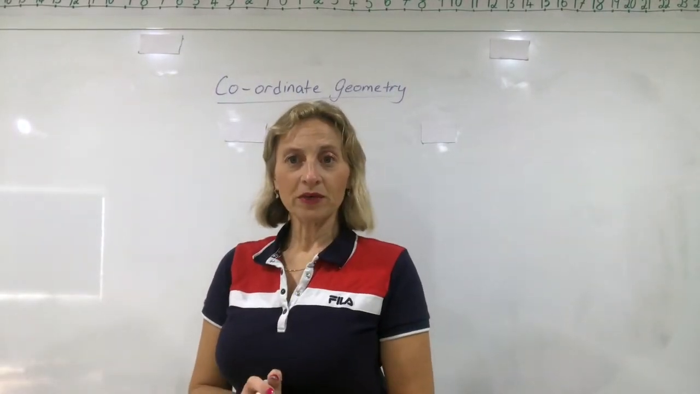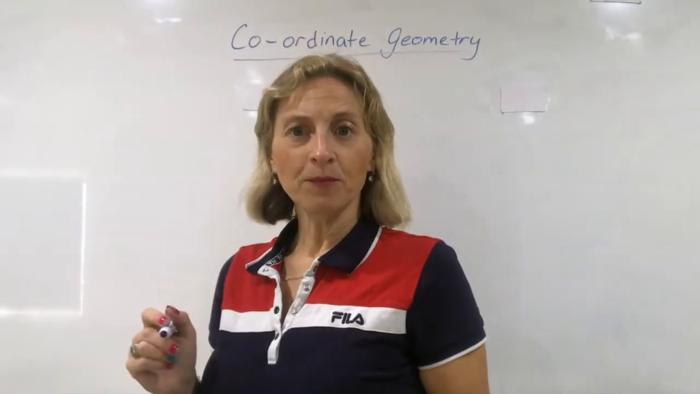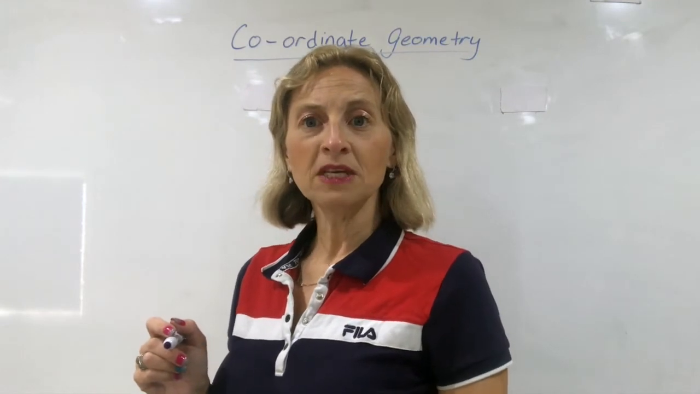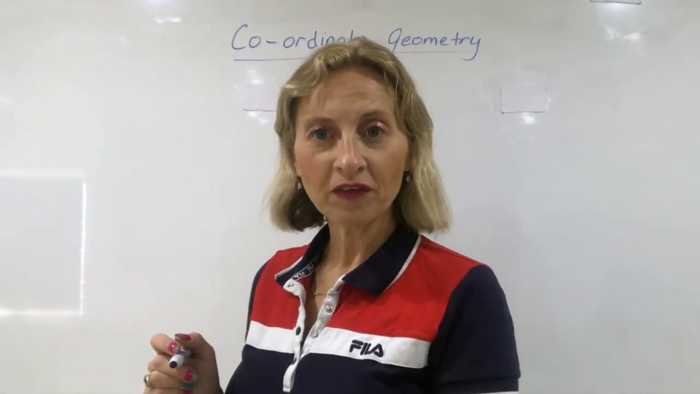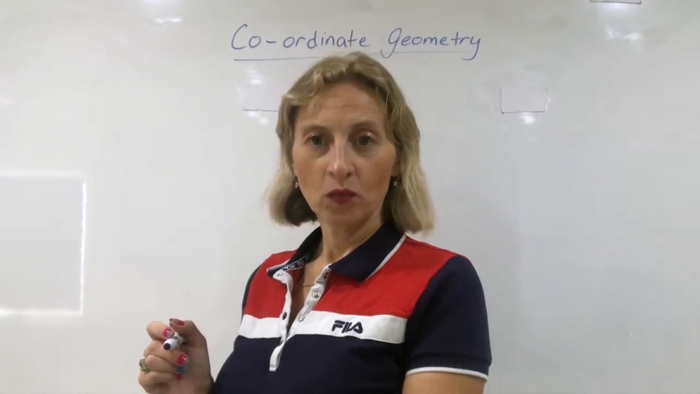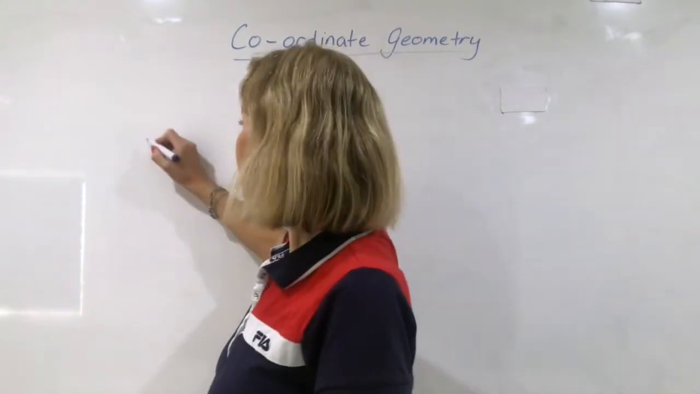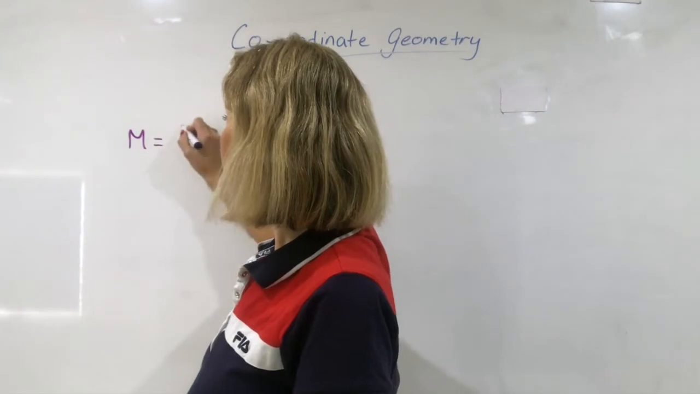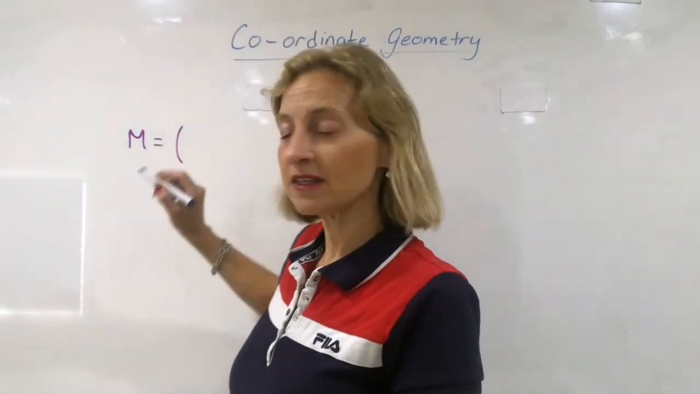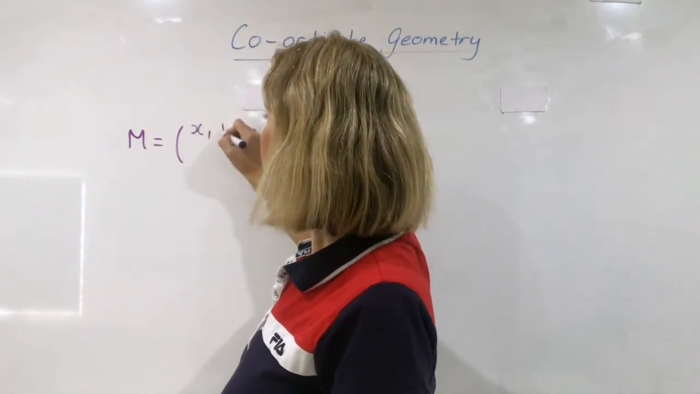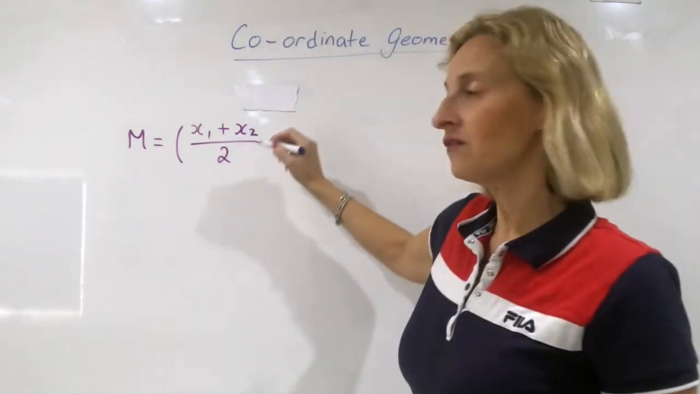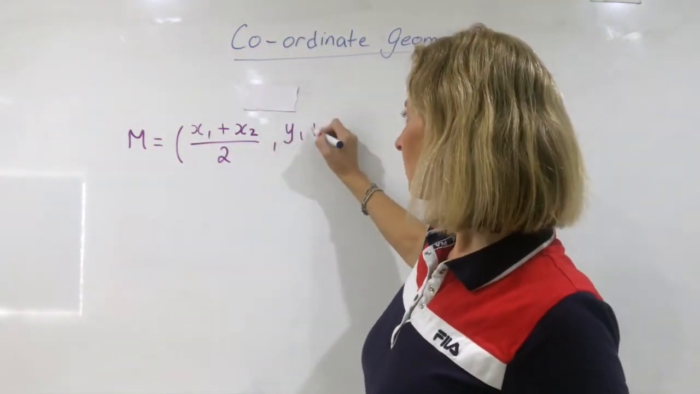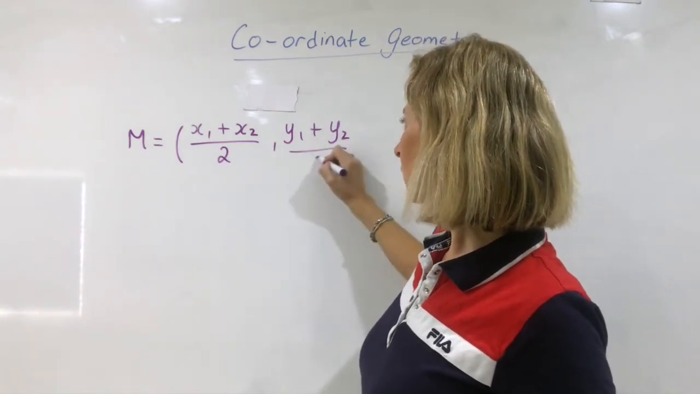Our second formula is the midpoint formula. The midpoint formula will give us the middle of 2 points. And how do we find the middle of any 2 numbers? We find the average. And that's exactly what the midpoint formula is. It's the average of the x's and the average of the y's. x1 plus x2 on 2, average of the x's, and y1 plus y2, the average of the y's.